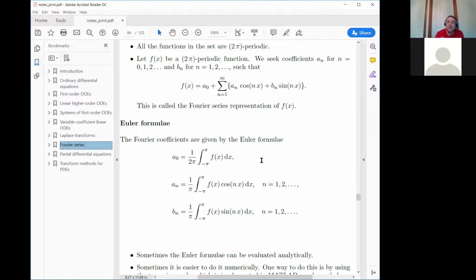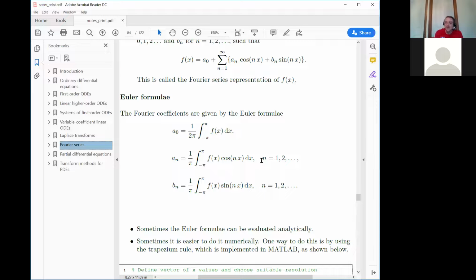But what we can do is we can do it using integration. So when we did Taylor series, we figured out what the coefficients were using derivatives. And when we do Fourier series, we figure out what the coefficients are using integration instead.